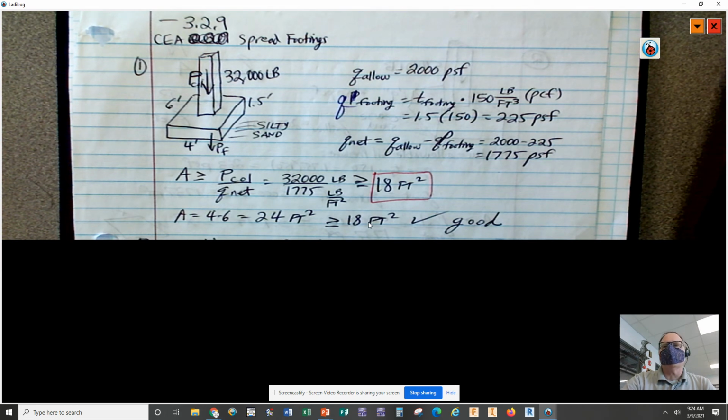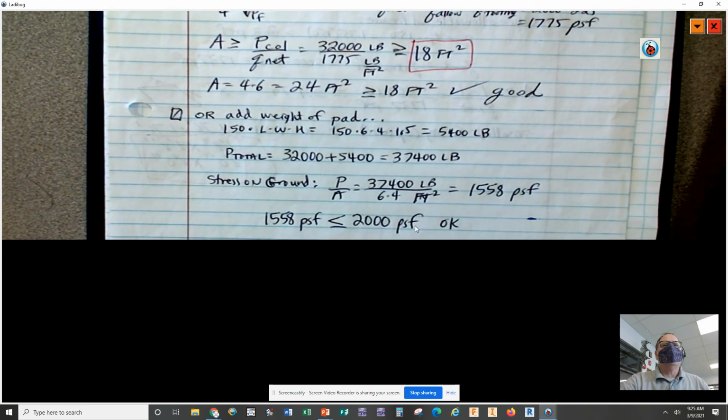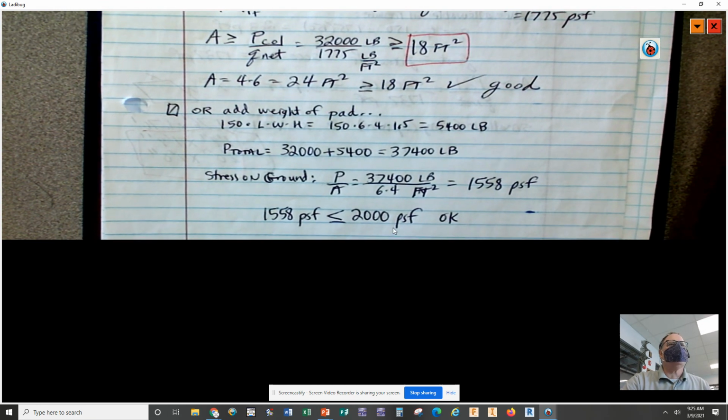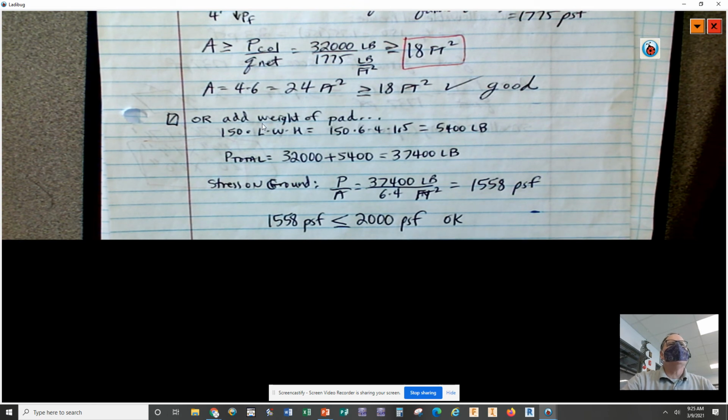Again, sort of a backdoor approach, takes a little getting used to. Now, there is another way to look at this that I think helps students understand it a little better. Another way we could solve this is we could actually add the weight of the pad. So if you take 150, the density, times 6 times 4 times 1.5, the whole volume of the pad, this big footpad weighs 5,400 pounds. You add that 5,400 pounds to the load from the building coming down, and you've got a load of 37,400 pounds going into the ground, right?